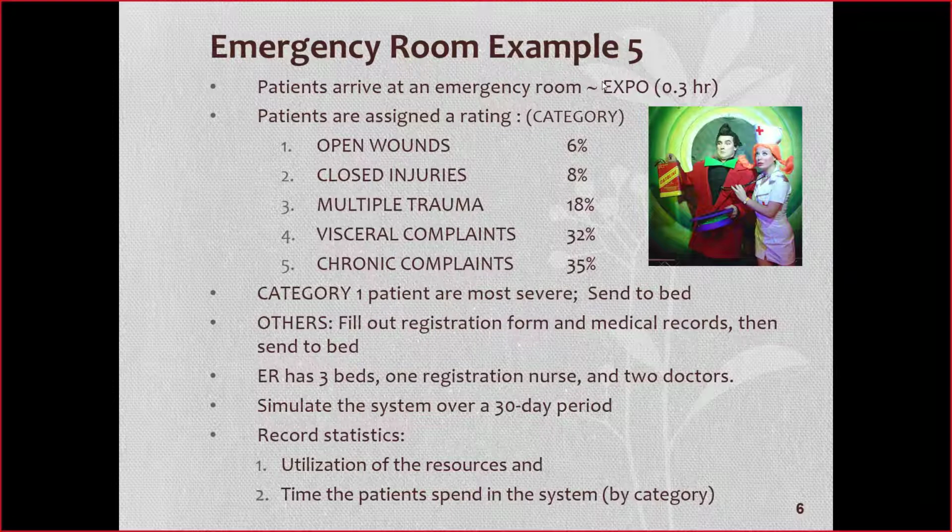Category 1 patients are the most severe, so they are sent to a bed directly. The other ones need to fill out the registration and go through the so-called triage, where the nurses collect your medical record, then send you to a bed. The emergency room has 3 beds, 1 registration nurse, and 2 doctors on staff.